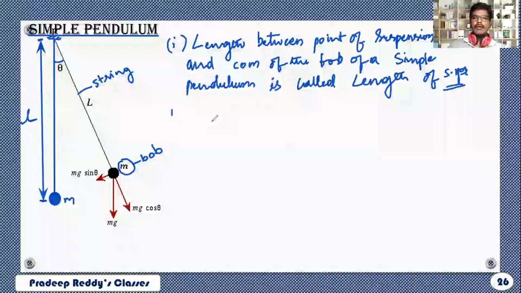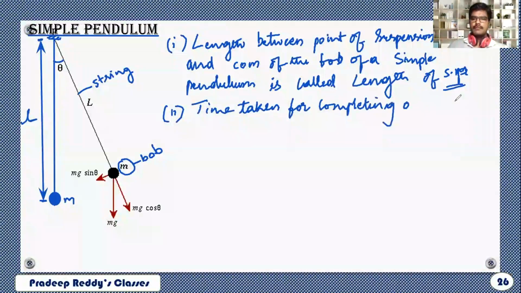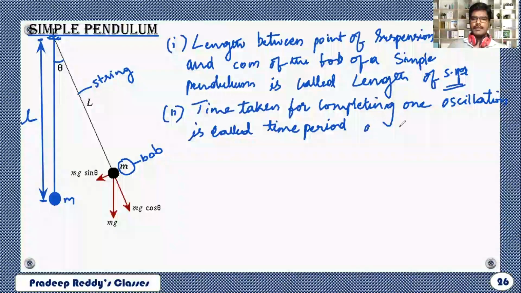And the time taken for completing one oscillation is called the time period of the simple pendulum. Time taken for completing one oscillation is called the time period of the simple pendulum.